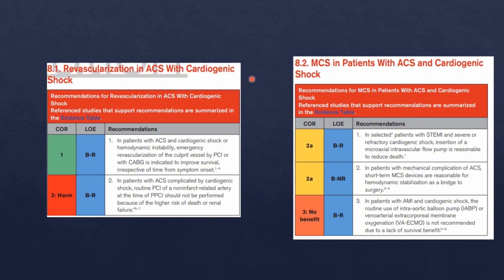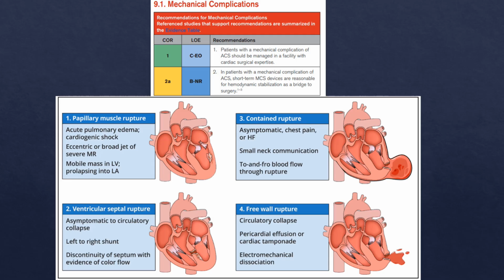The picture below shows some of the cardiac complications like papillary muscle rupture, contained rupture, ventricular septal rupture, and free wall rupture, and how these present in clinical settings.